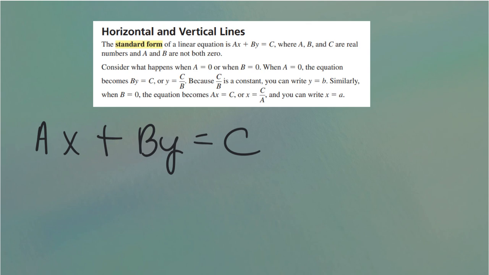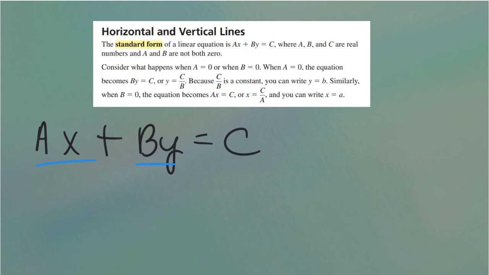Where A, B, and C are real numbers, and A and B are not both 0. So can A and B both be 0? Anything multiplied by 0 would be 0. So do we understand why A and B are real numbers and not both 0? Can one be 0?